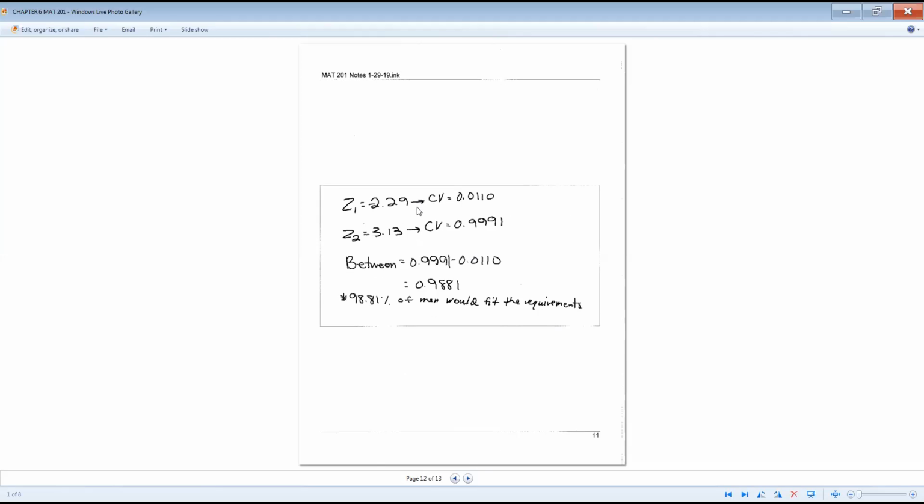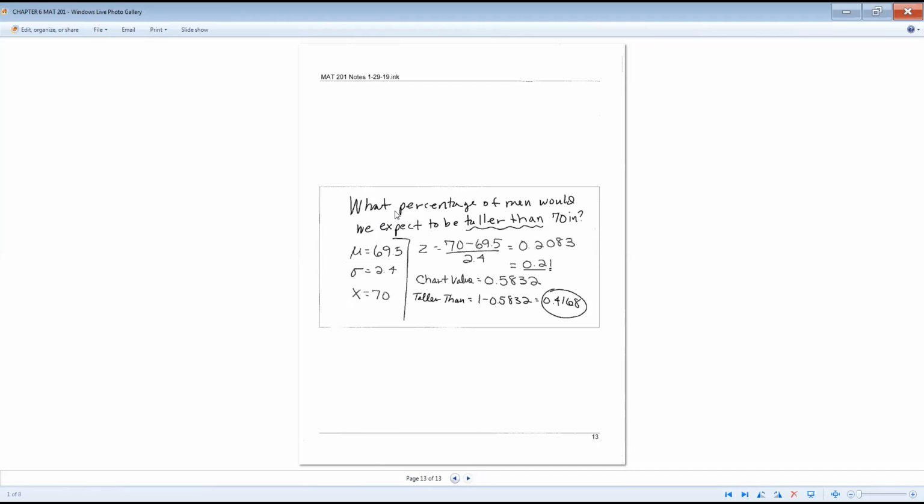The chart value, go to the chart. Remember, the left column will be negative 2.2. Top row is 0.09, and that will meet up at 0.0110. For the 3.13, you look at 3.1 on the left column, and then 0.3 on the top row, 0.9991. Subtract those values, that's 0.9881. So 98.81% of men will fit the requirements.